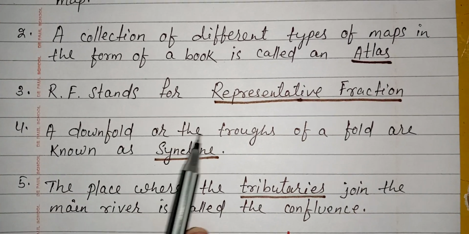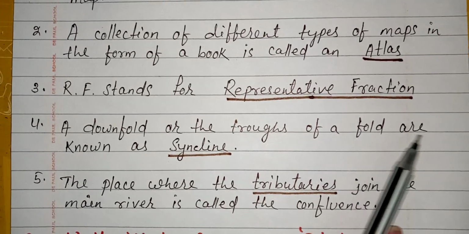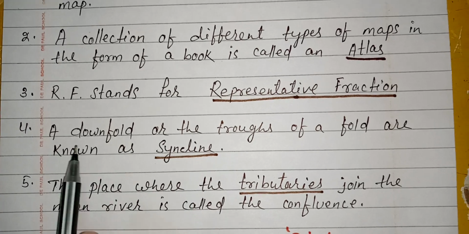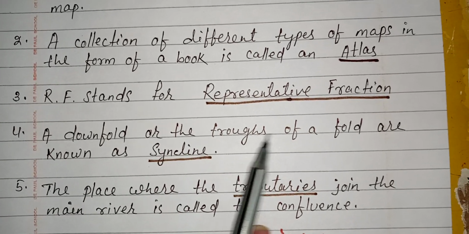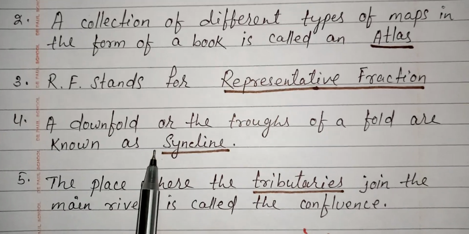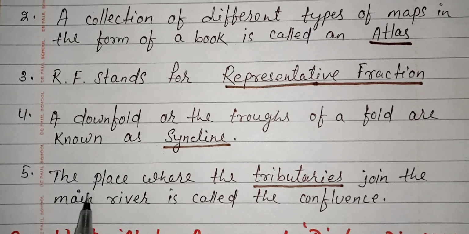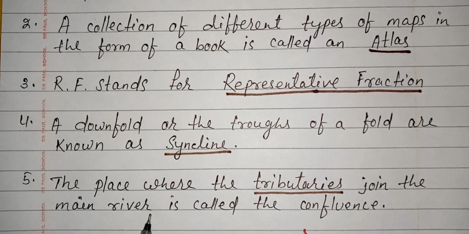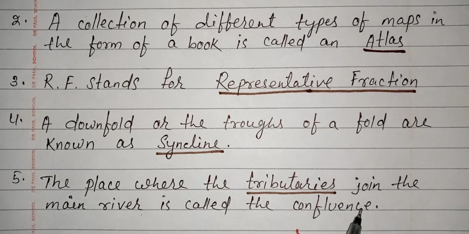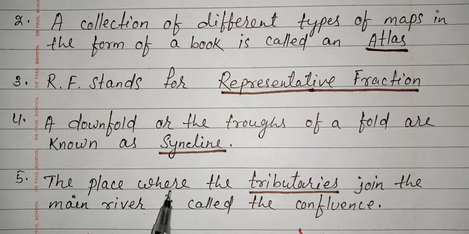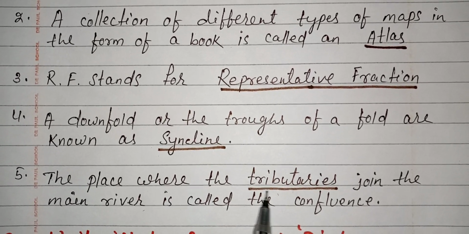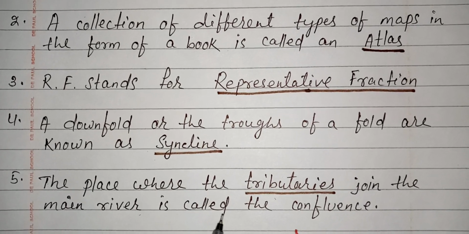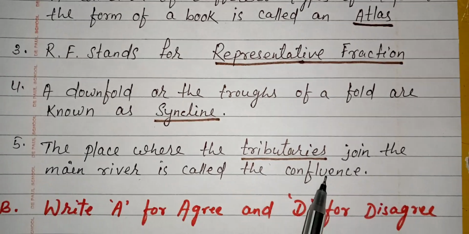Fourth: A downfold or the troughs of a fold are known as syncline. Fifth: The place where the tributaries join the main river is called the confluence.